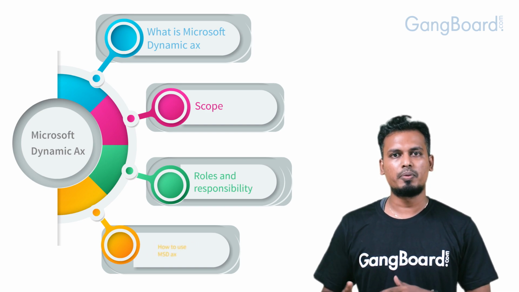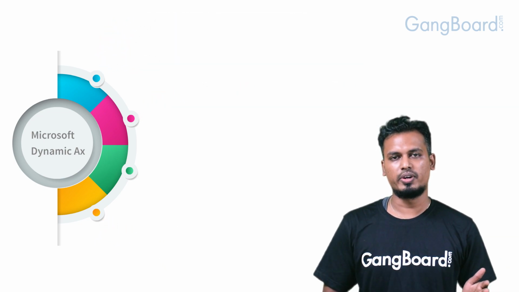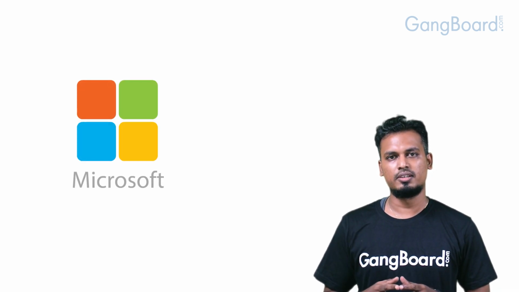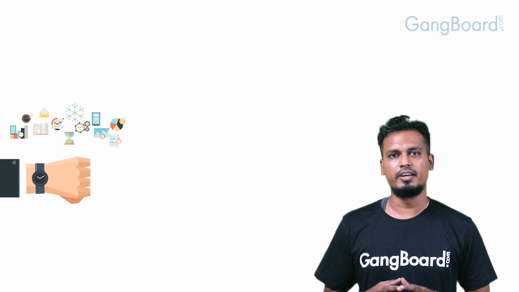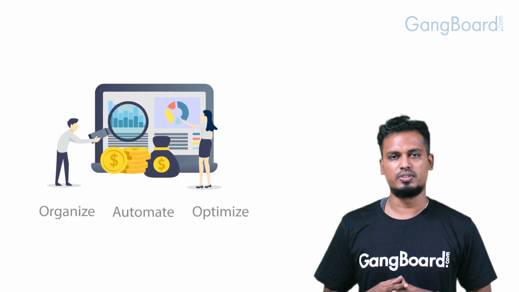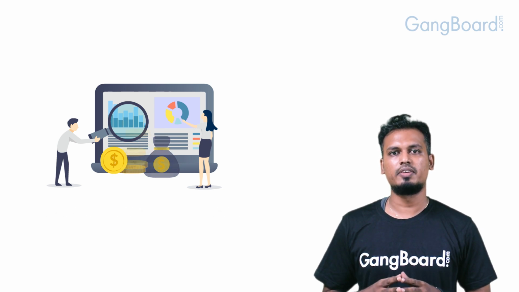So coming to the ERP product, most of the companies are using the ERP product. Out of these ERP products, Microsoft plays a major role in the industry. So most of the companies are using Microsoft Dynamics CX, which comes under the Microsoft ERP product. ERP is nothing but enterprise resource planning. Microsoft Dynamics CX is a powerful tool in the industry. Using this tool, they can automate the process, optimize the process, and finally organize the process. It is very easy and simple to use in the industry.